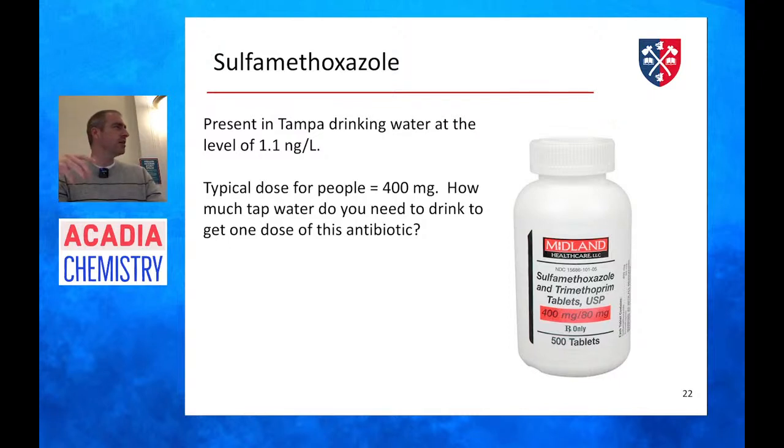It's commonly prescribed if you end up with a UTI; for most people, this is the first line of defense. If you are allergic to sulfa drugs, then this is not the one for you, but if you're good with sulfa drugs, sulfamethoxazole. One pill is 400 milligrams. So how much was in the drinking water that they found? The level they found was 1.1 nanograms per liter.